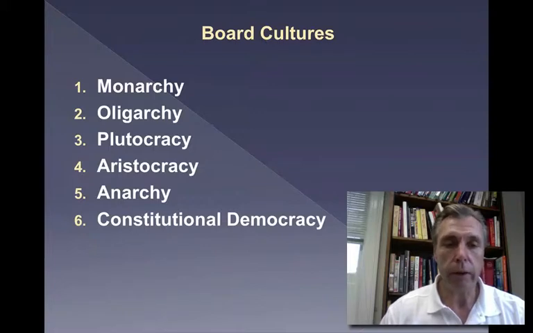One is monarchy. This is where one person is the dominant force in the organization. And that person is typically the board chair, and often that person is also the founder of the organization. An oligarchy is where a small group of people dominate the board. Perhaps these are people who have been with the board a long time. Perhaps this group of people are close personally, but it's a small clique that dominates the board at the expense of the board at large.